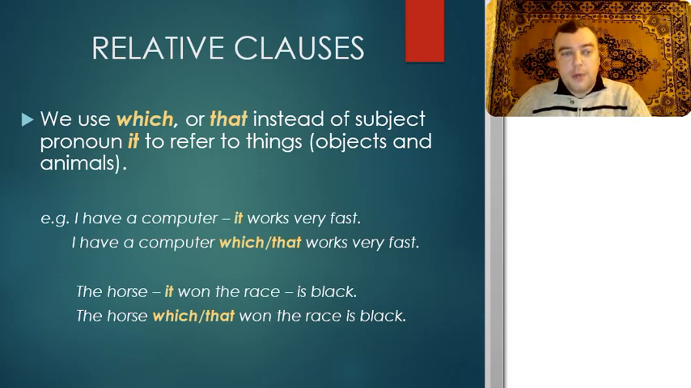One more example. The horse, it won the race, is black. It refers to the horse. The horse which won the race is black. So we have replaced the personal pronoun it with a relative pronoun which. The horse that won the race is black. So that works equally to which. So as you have probably noticed, that is a universal relative pronoun. It can be used instead of who, the relative pronoun referring to a person, or which, the relative pronoun referring to objects and things.